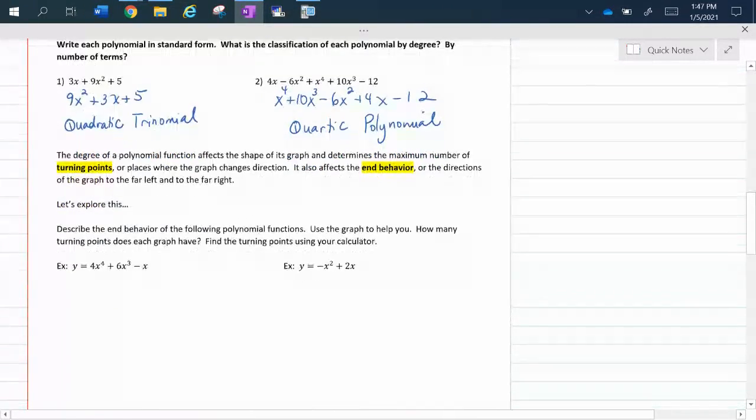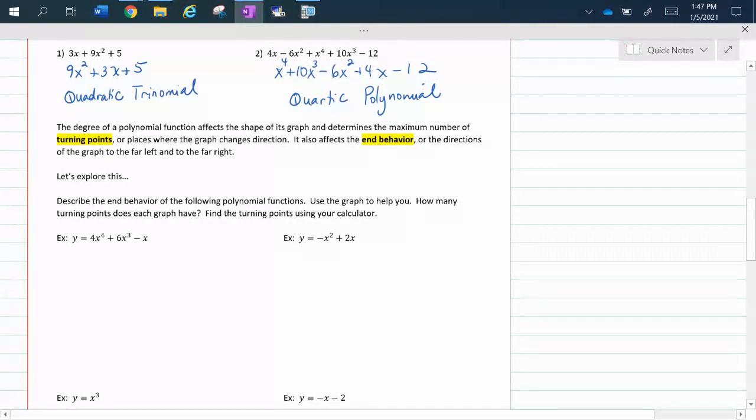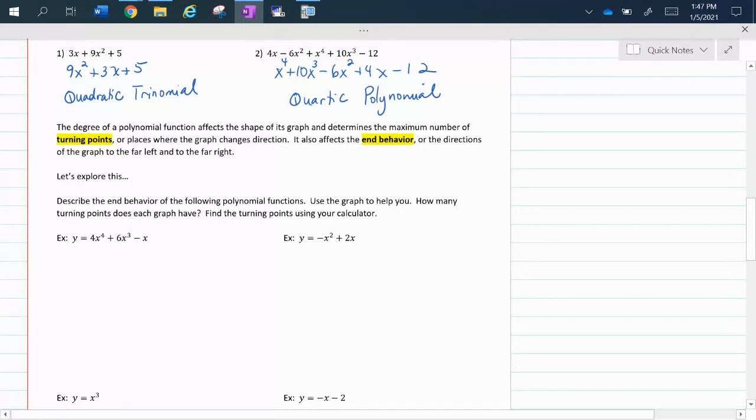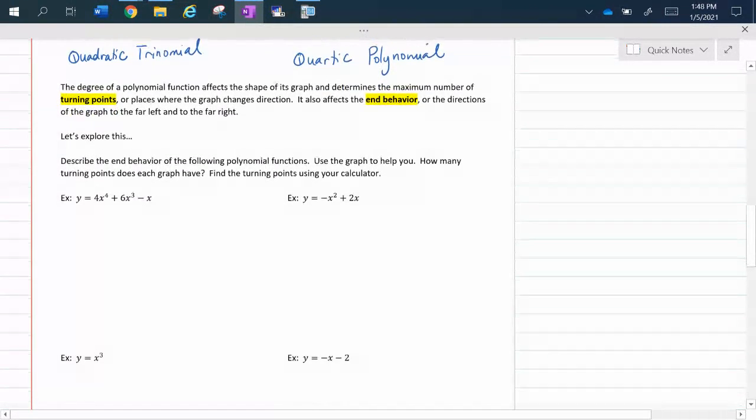All right, the degree of a polynomial function affects the shape of its graph and determines the maximum number of what's called turning points, or places where the graph changes direction. So that's what a turning point is. Turning point for a polynomial function is a place where the graph changes direction. It also affects what's called the end behavior, or the directions of the graph to the far left and to the far right. So we're going to look at some examples and we're going to explore this.